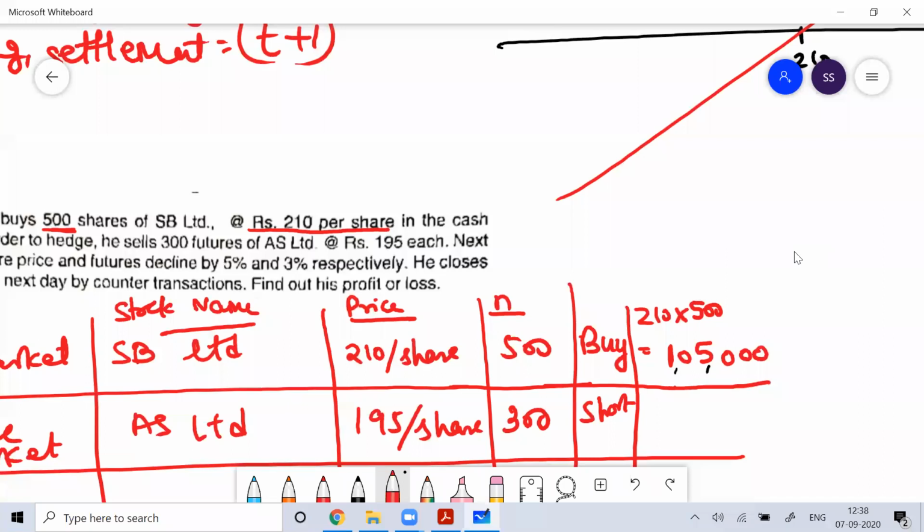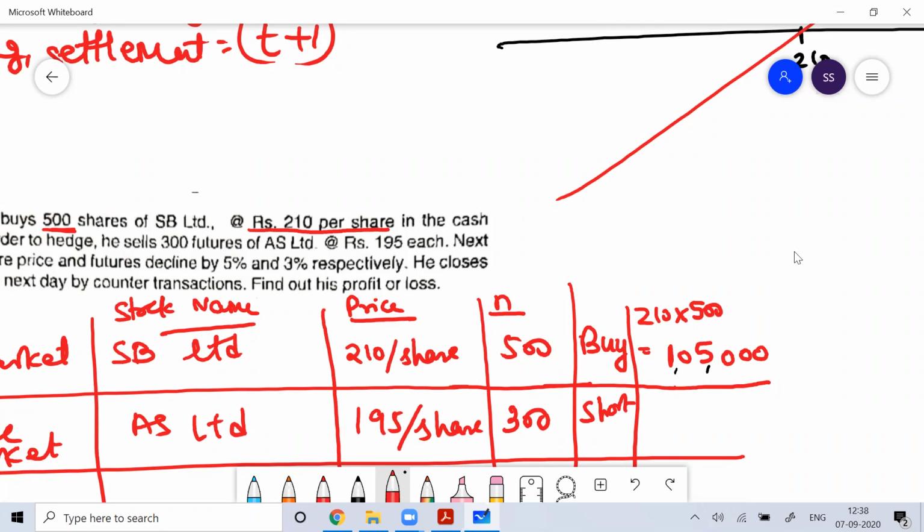Maybe SB Limited is not trading in the derivative market. Maybe that is the reason why he has not taken a short position on SB Limited. Otherwise, he would have taken a short position on SB Limited in the derivative market, but he has not.